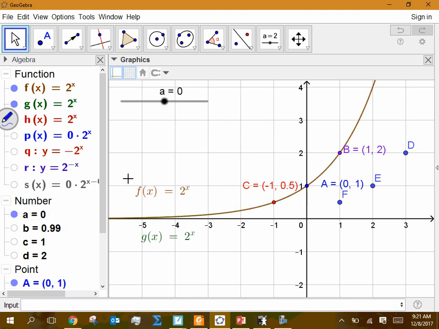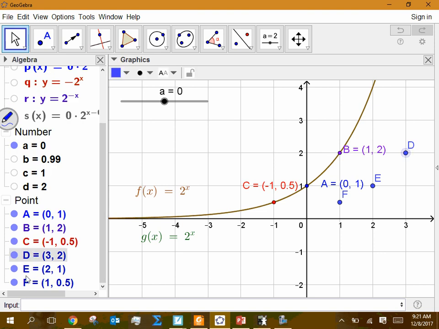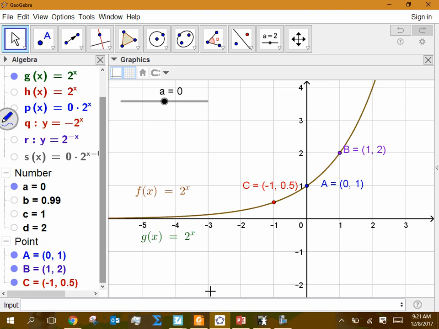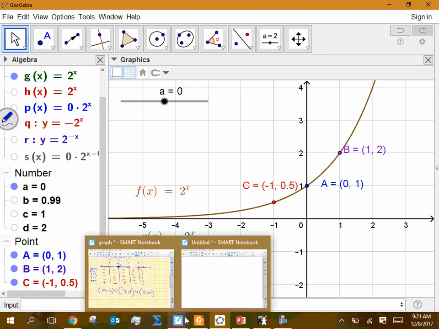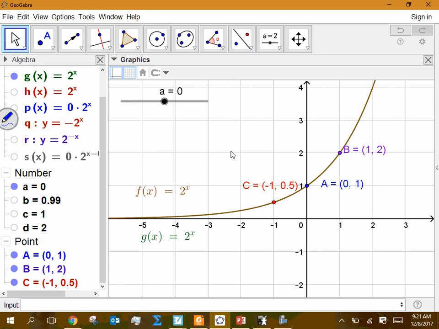Something we haven't talked about, which I think warrants some discussion, as it should always when we talk about a new function, is the domain and range. If I look at 2 to the x, look at that function right there. What's its domain?